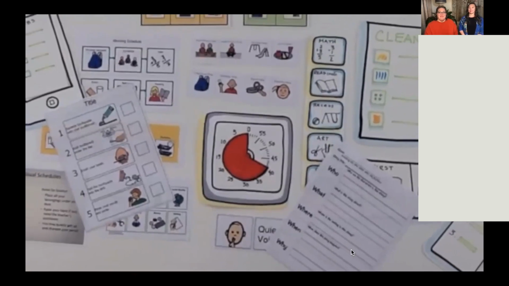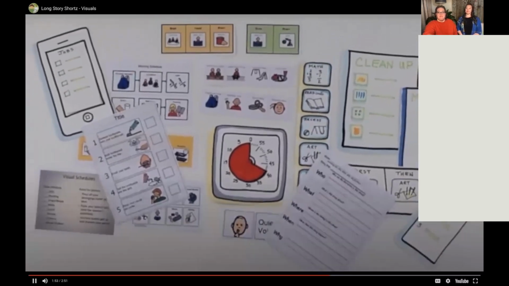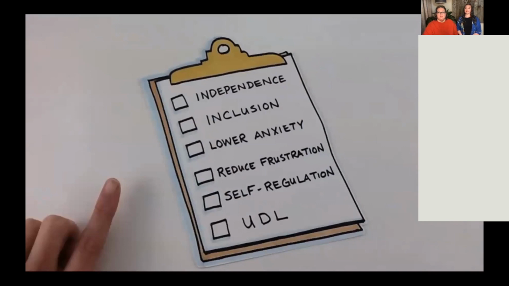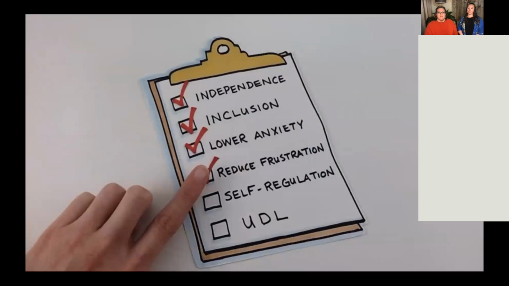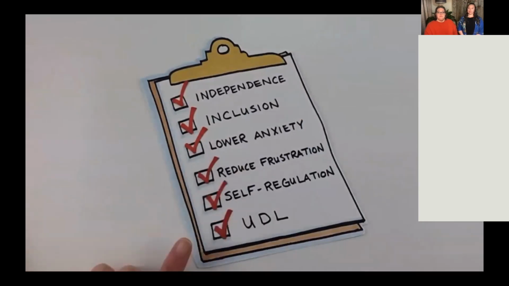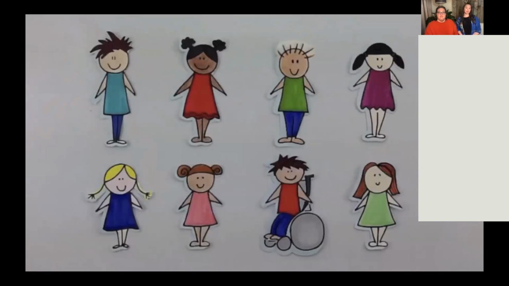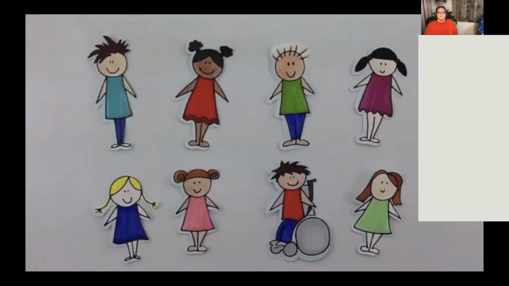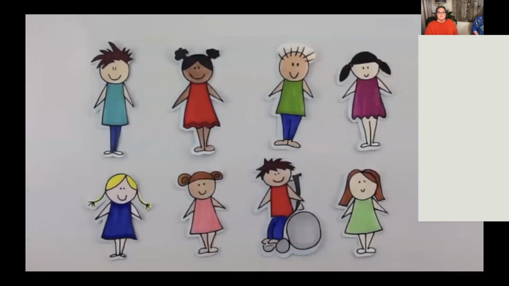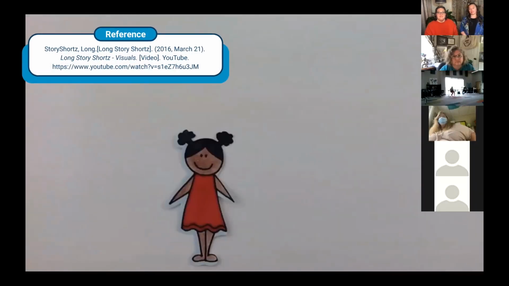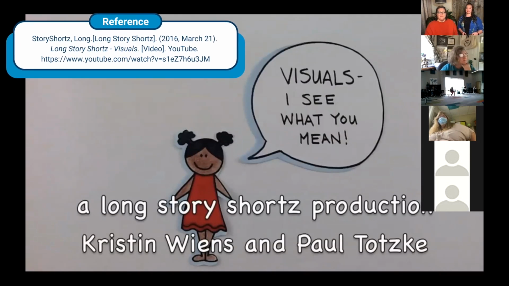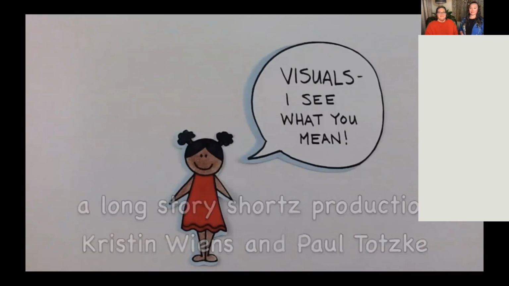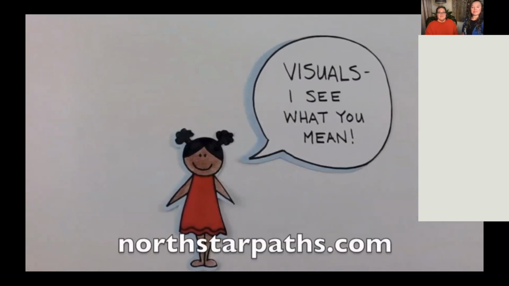We all need visuals in our life. Using more visuals throughout the day will help all students. Visuals encourage independence and inclusion. They reduce anxiety and frustration. They support self-regulation and universal design for learning. Visuals, a simple, convenient alternative to repeating yourself all day. Visuals, I see what you mean. NorthstarPaths.com.